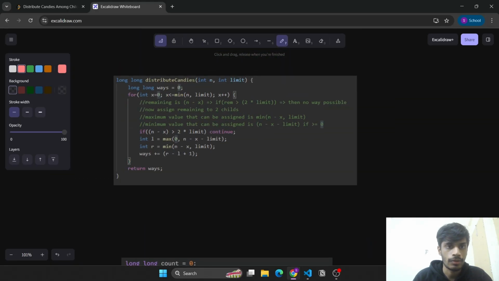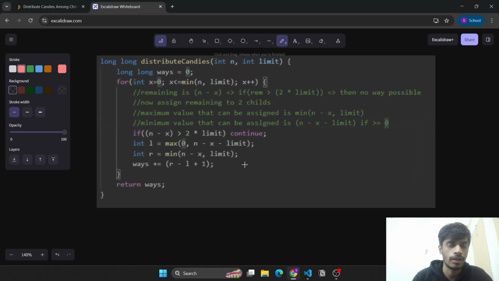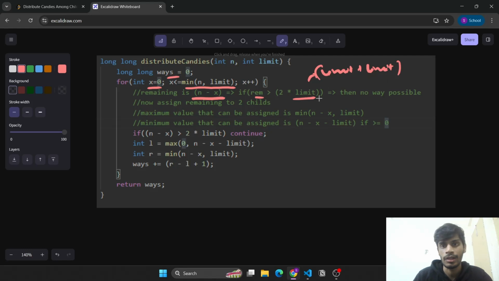So as you can see, we have declared a variable base. Now we'll move x from minimum of n comma limit. Now remaining is n minus x. So if remaining is greater than or equal to 2 times limit, which is limit plus limit, meaning both the second and third child get limit candies, and still the remaining is greater than that, then there is no way possible. So hence in that case we'll just continue or skip the current loop.